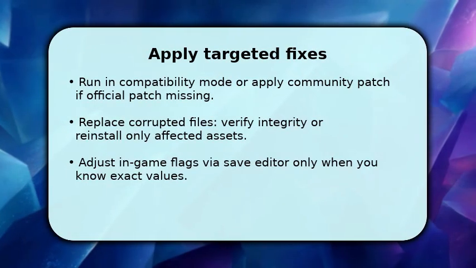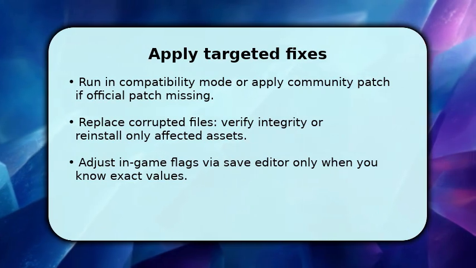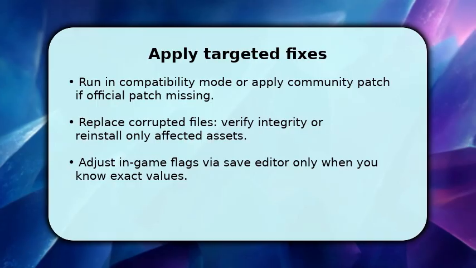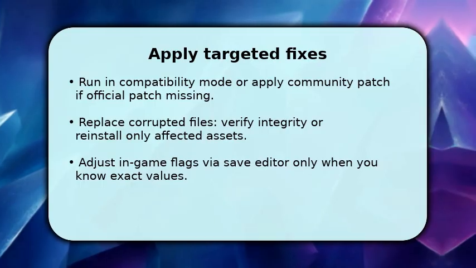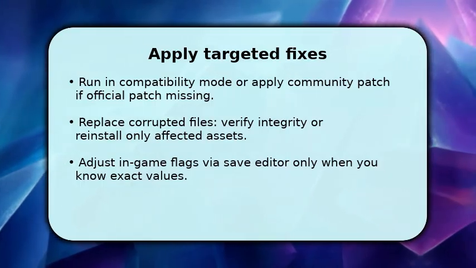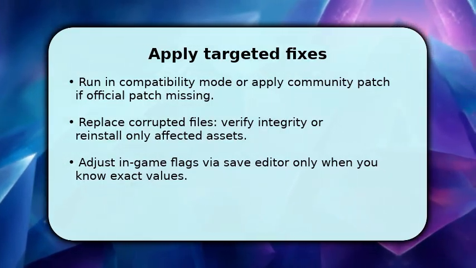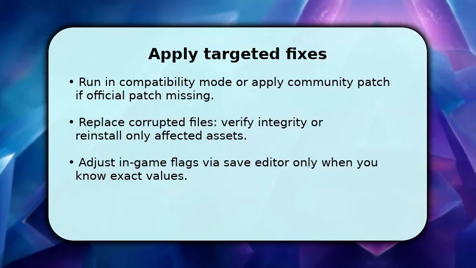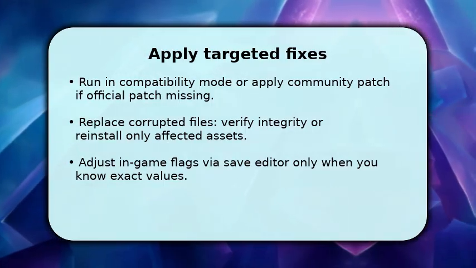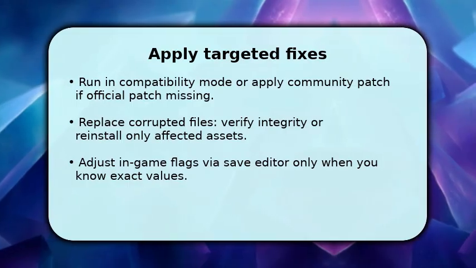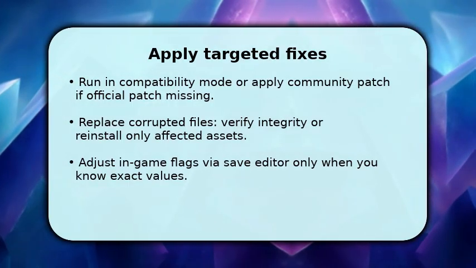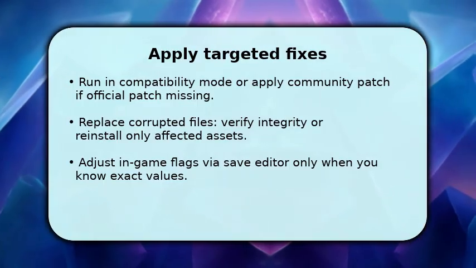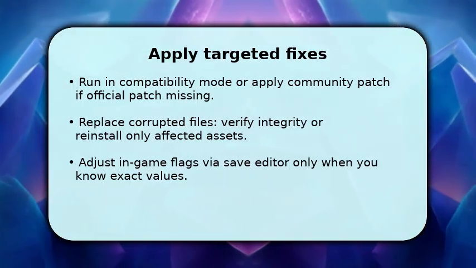You now perform the complex repair steps. First, run the game in compatibility mode or install a reputable community patch when an official update doesn't exist, because these often fix command room scripts. If files are suspect, verify integrity through the platform or reinstall just the affected assets to avoid a full reinstall. For persistent state errors, use a save editor to correct the command room flags. Only change values you understand, since wrong edits can worsen corruption.